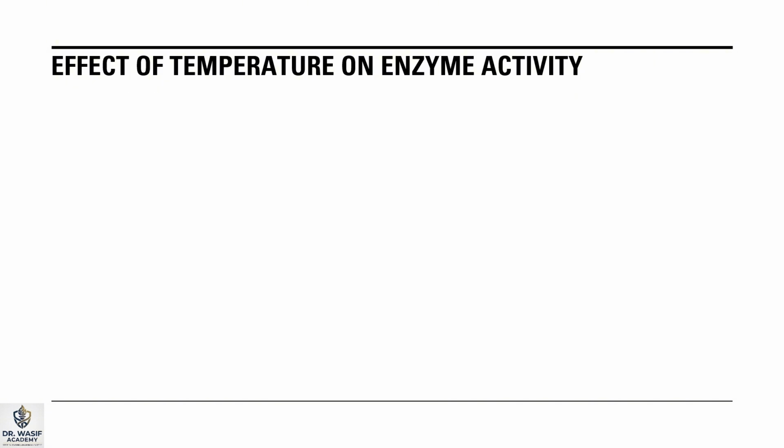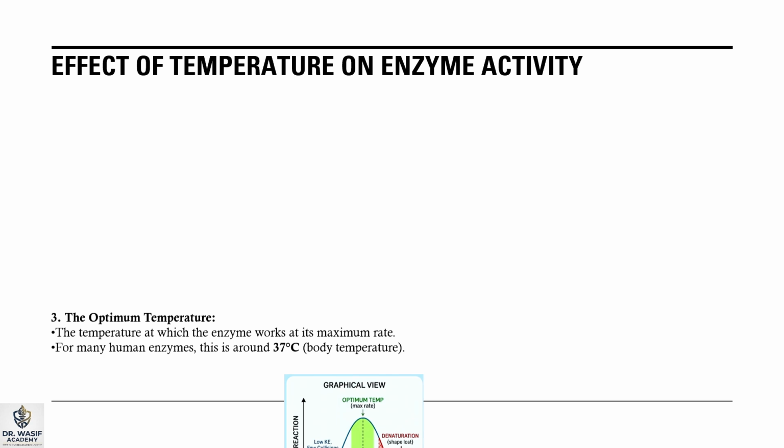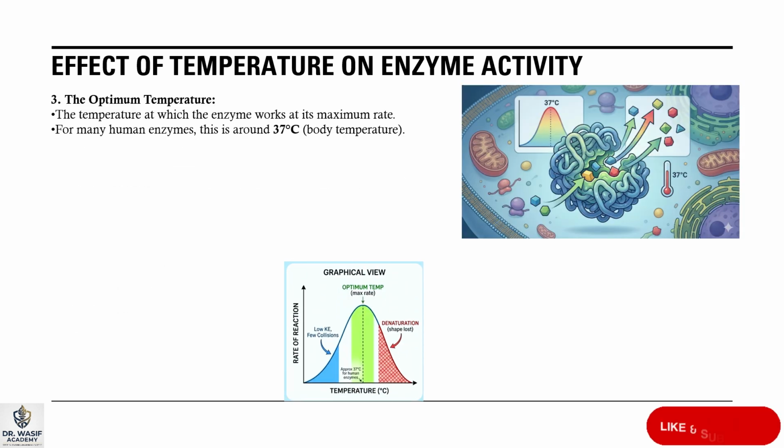As we have seen, heat speeds things up, but there is a limit. Like a high performance engine, an enzyme has a sweet spot where it works best and a danger zone where it breaks down. Before that, we should look into the optimum temperature. This is the point where the enzyme works at its absolute maximum rate. That is called the optimum temperature. For most enzymes in the human body, this is right around 37 degrees Celsius. This is why your body works so hard to maintain its internal temperature. It's keeping your enzymes in their peak performance zone.